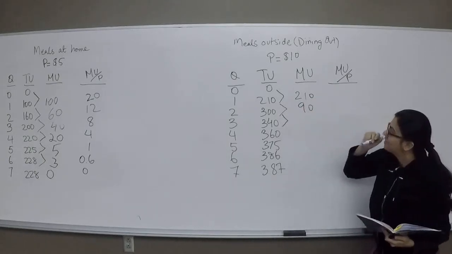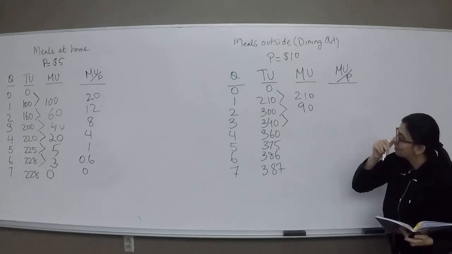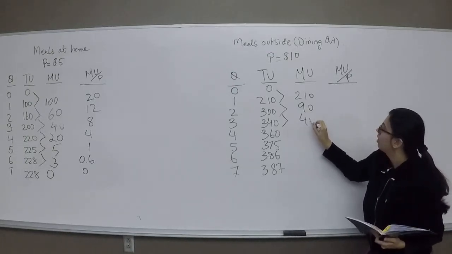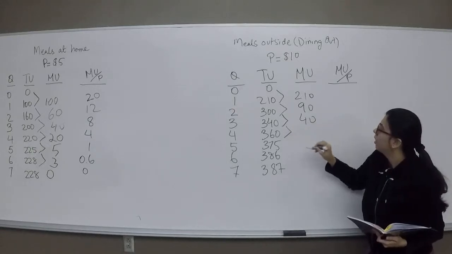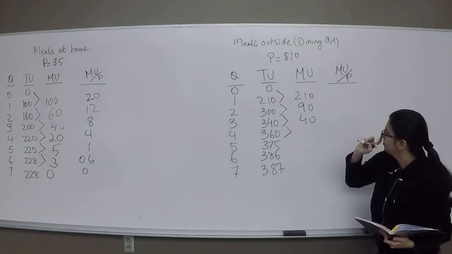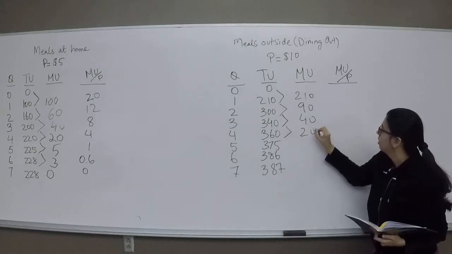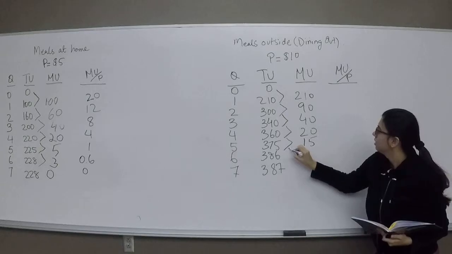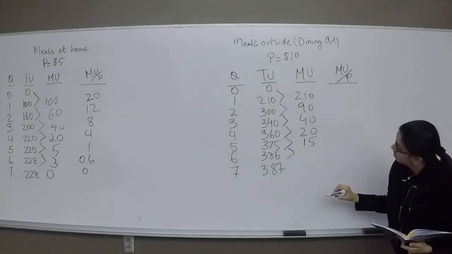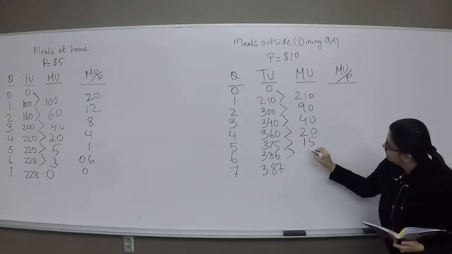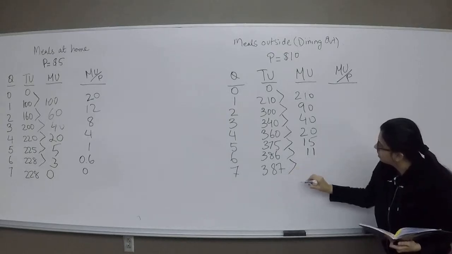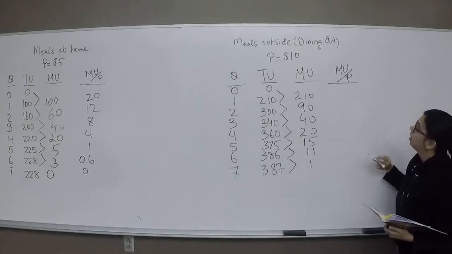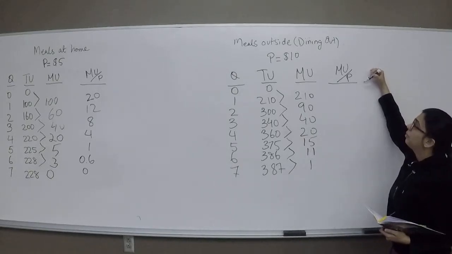Good. For the third one, what's the additional utility you're getting? 40. Fourth one? 20. Fifth one? 15. Sixth one? 11. 7. 1.